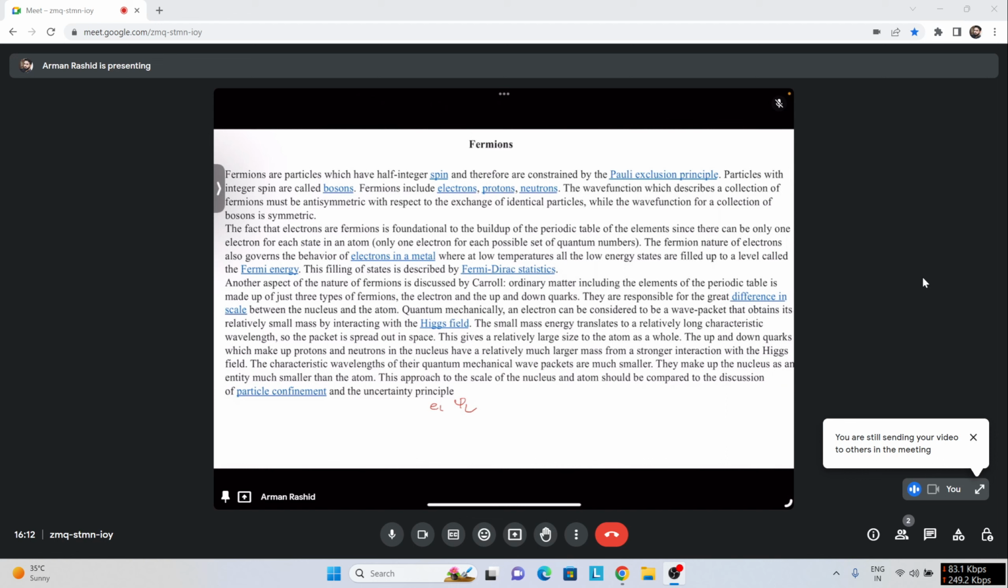Now this fermionic nature of electrons also governs the behavior of electrons in a metal at very low temperatures, where all the low energy states are filled up to some state called the Fermi state. In a metal, the Fermi level is the level up to which all the levels are occupied at 0 Kelvin, because at that time we don't have any excitation, right? And these are described by the Fermi-Dirac statistics.